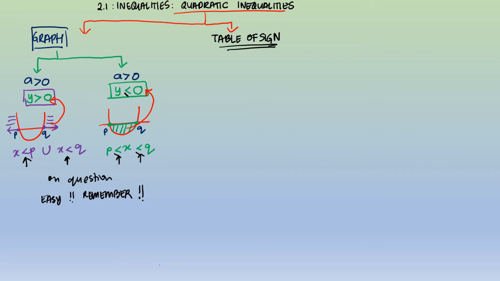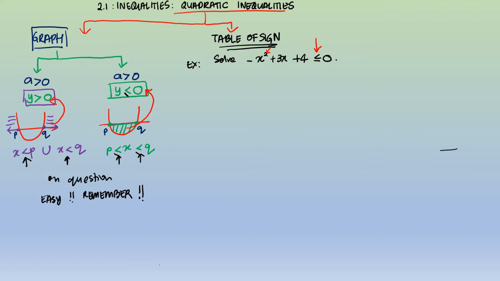Table of signs is where we will build a table depending on our questions. Here I will directly give you an example. Let's say the question asks us to solve negative x squared plus 3x plus 4 less than or equal to 0. Here is our inequality, and square is our highest power of x, so it is a quadratic inequality.